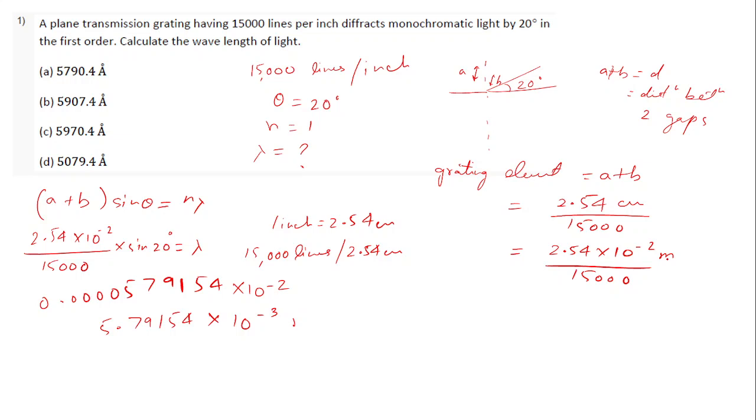Wait, this I converted into meters. Here it is 10 to the power minus 1. This is right now in meters. If I write it in a better way, it will be 10 to the power minus 7 meter, which is 5791.54. Is there some mistake? That's 9.54.